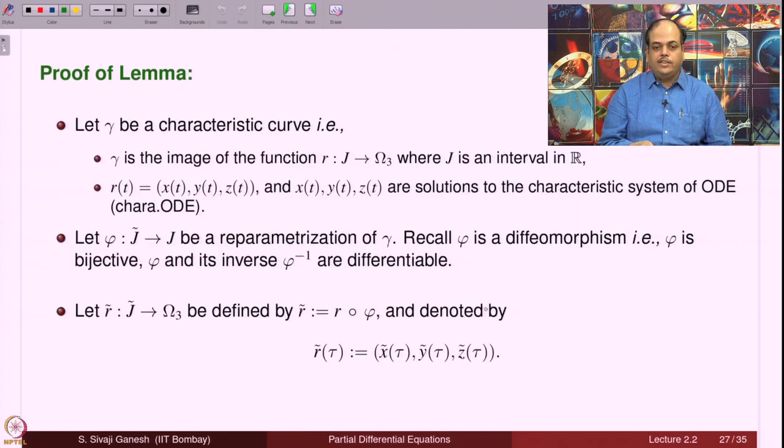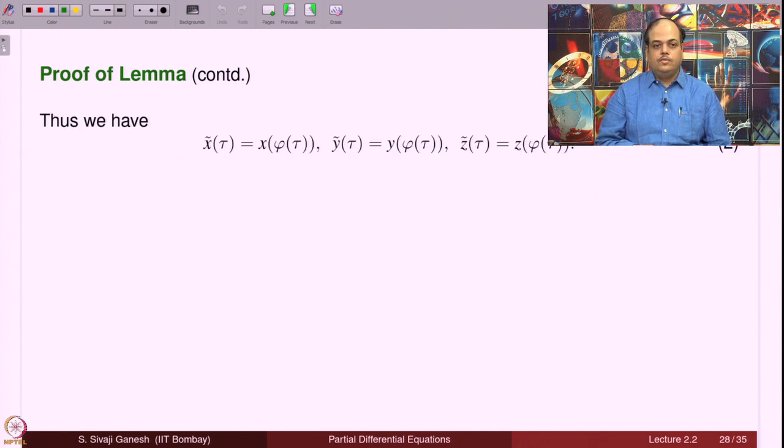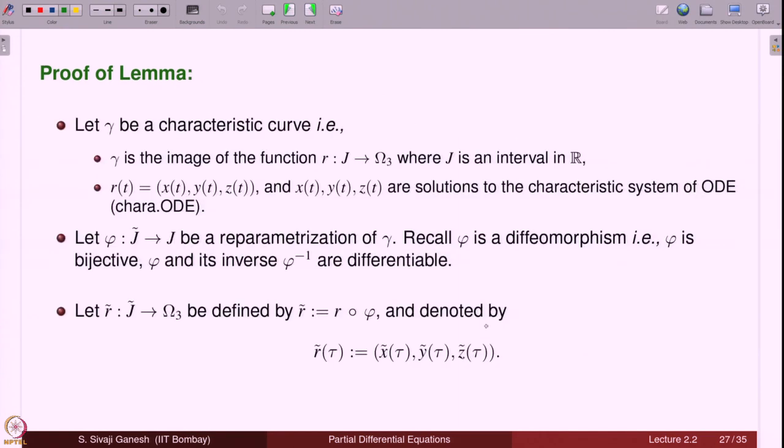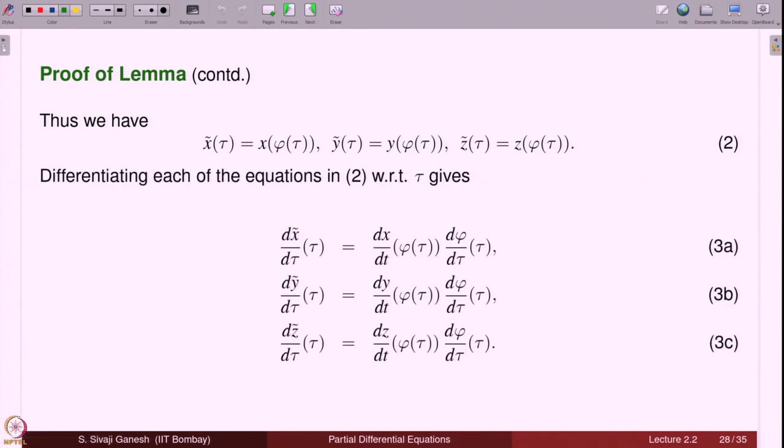It means we have to find the tangent to this curve and show that it has the characteristic direction. So, x tilde of tau by definition is this, r tilde is r circle phi. So, x tilde of tau equals x of phi of tau, y tilde of tau equals y of phi of tau, z tilde of tau equals z of phi of tau. So, differentiating each of the equations in 2 with respect to tau gives us the following equations in 3, which is actually the chain rule.